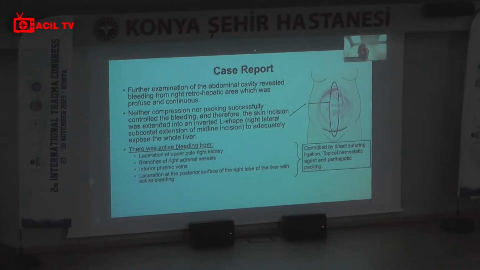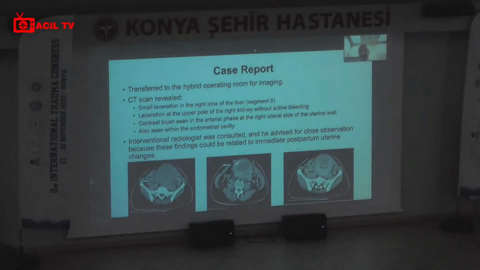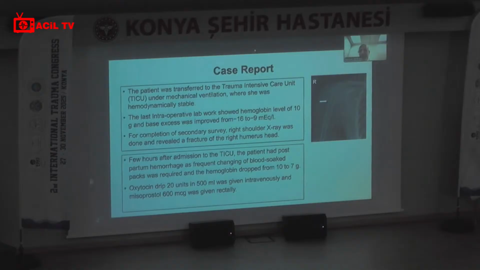So she was packed, the baby was delivered and taken by the neonatologist. She had 11 units of packed RBC, 12 units of fresh frozen plasma, 12 units of platelets, and 6 units of cryoprecipitation in order to correct the ROTEM result. This is the CT image after we finished the procedure, which showed a blush in the center of the uterus, and the patient also had other injuries, including a fracture of the humerus.